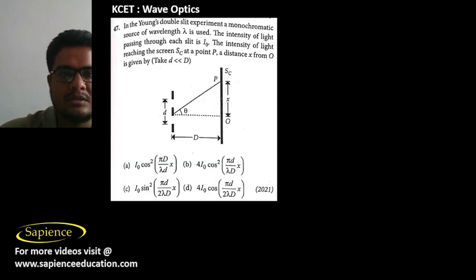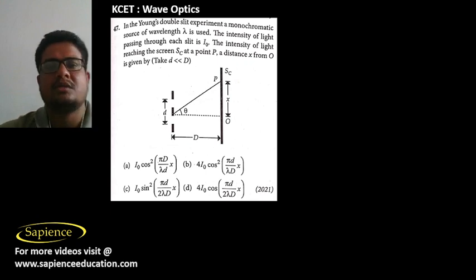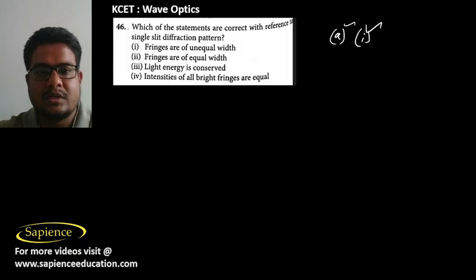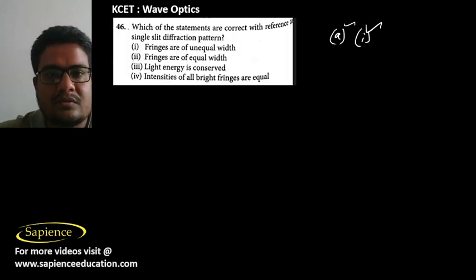In the Young's double slit experiment, a monochromatic light of wavelength lambda is used. So here I have said that only in case of single slit diffraction the fringes are of unequal width. But in case of Young's double slit experiment, the fringes are of equal width. They are not of unequal width.